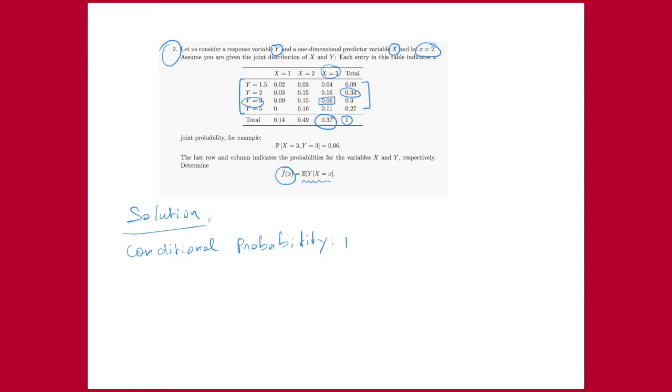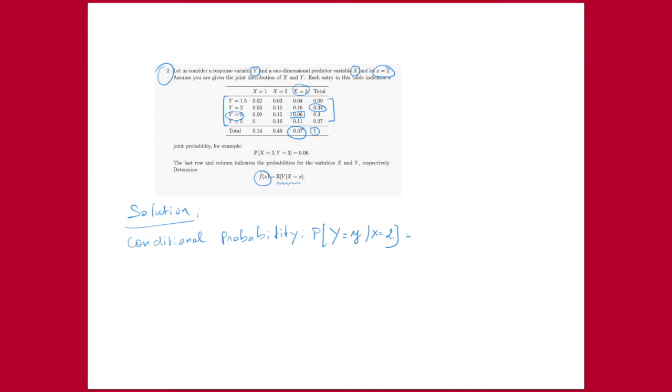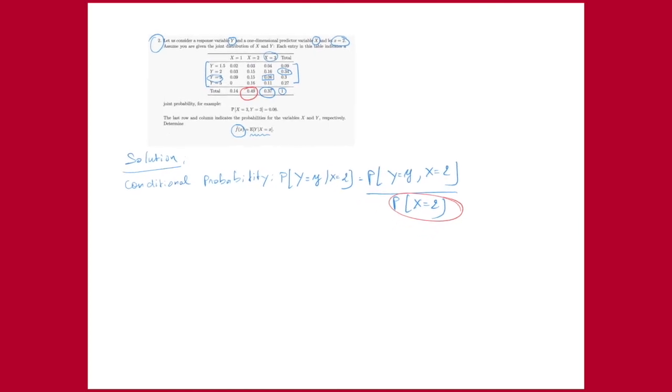Assume we have the probability that y, the response, is equal to some value y given x is equal to 2, because we assume that we know our predictor variable is equal to 2. Then basic probability tells us that this probability is equal to the probability that y is equal to the value y and x is equal to 2, so a joint probability, divided by the marginal probability that x is equal to 2. For our case, we already know this probability. It's equal to 0.49.